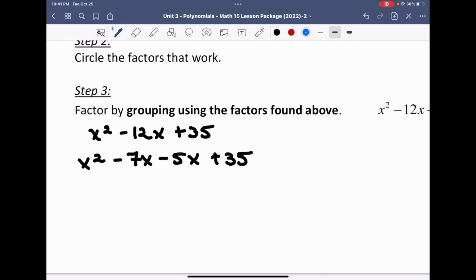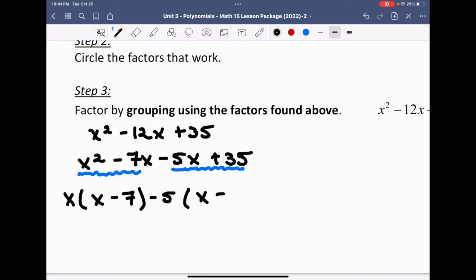Now we want to factor by grouping. I'm going to take my first two and my last two together. In the first two that I've put together by grouping, there's a common x, so I'm going to remove the x out front, and it leaves me with x minus 7. On my second grouping, I have a negative 5x and 35. I'm going to remove a negative 5, leaving me with x minus 7, since 35 divided by 5 is 7. And remember that the signs flip. So originally the x term was negative, now it's positive. The 35 was positive, now it's negative because I took the negative out front here.